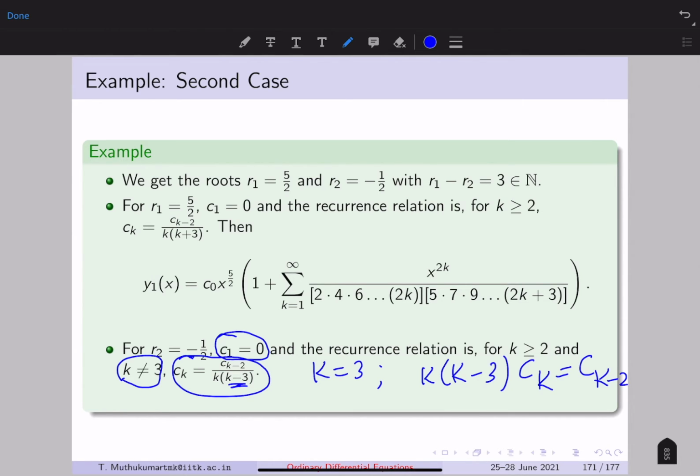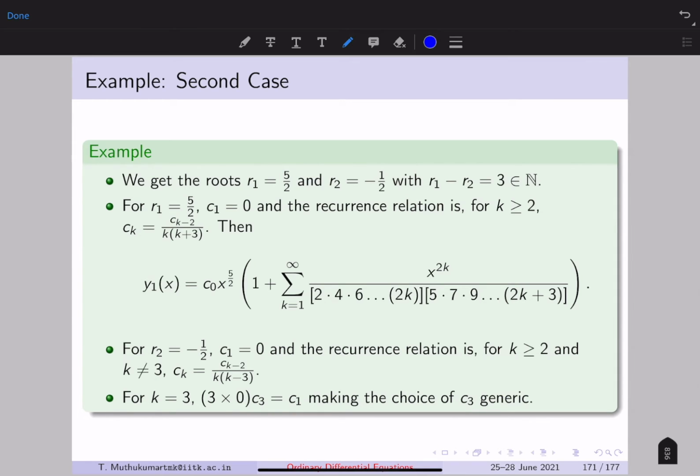So since your C1 is 0, you can see that all the odd indexed coefficients here have to be 0 and so on. But here you see already when I put k equal to 3, this is 0 and this is C3. So 0 times C3 is C1, right? But C1 is already computed to be 0, which means the choice of C3 is arbitrary, because C3 could be anything, right? Because this relation is always satisfied. So for k equal to 3, 3 times C3 is C1, making the choice of C3 generic, right? So for any C3 that you choose, this relation is always valid.